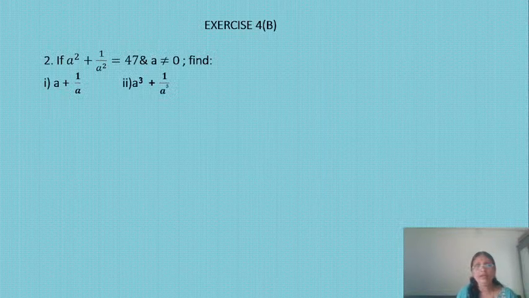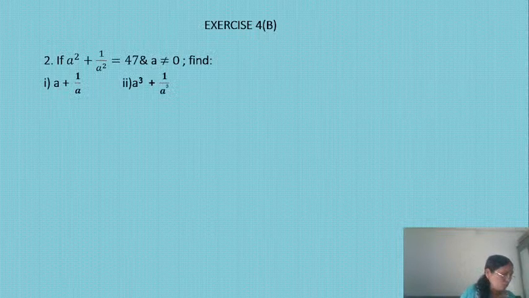Exercise 4b we begin now. So I have skipped the easy ones, the first question, because the application of that will already come in this question. So we'll start with question number 2 over here.